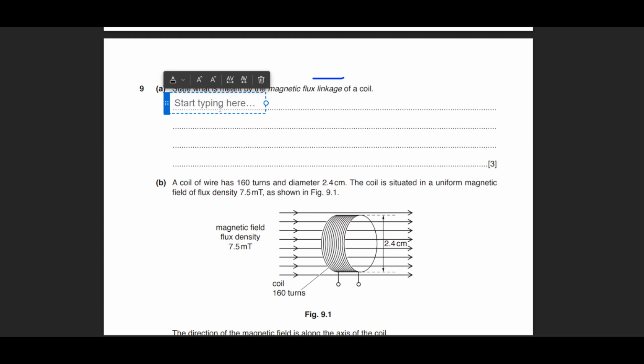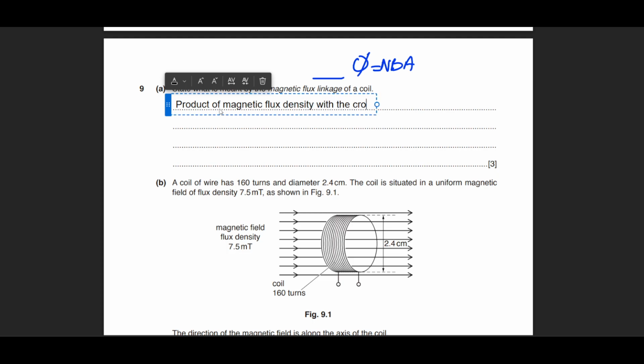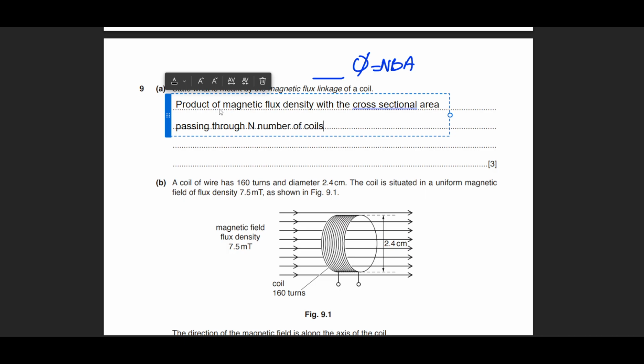So he says, what is magnetic flux linkage? Now, since he's talking about flux, I am very sure that he's going to refer to phi equals BA and N introduced in it. Now, since this is the formula, I'm going to discuss this formula in the definition. So this is actually the product of magnetic flux density with the cross-sectional area passing through N number of coils. You can phrase it any way you want. What you want to do is you just want to describe the formula. All right. Okay, let's move to the question.